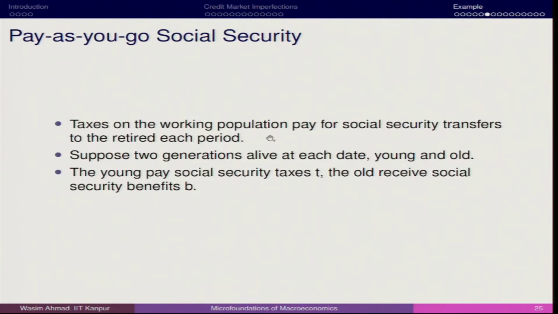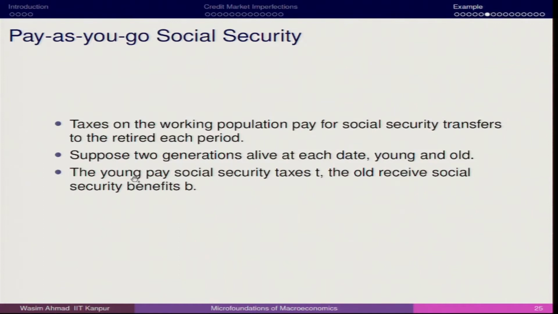So, taxes on the working population pay for the social security transfer to the retired each period. Suppose we talk about two generations. In the same way that we discussed finite lives, we had an overlapping kind of scenario. So, here we have young and old. The young pay social security taxes T, the old receive social security benefits B.